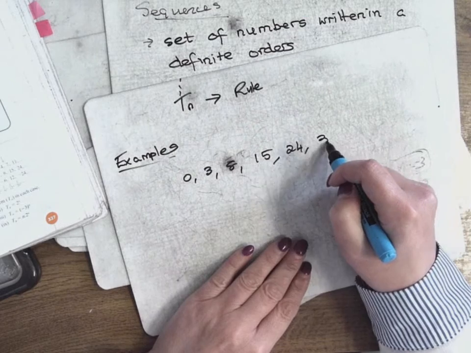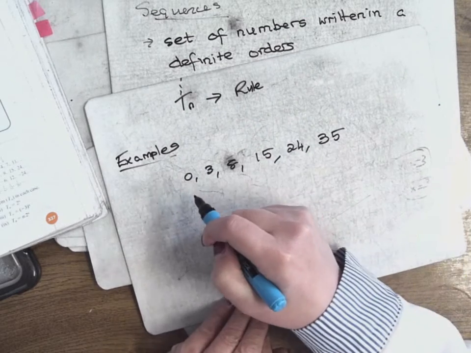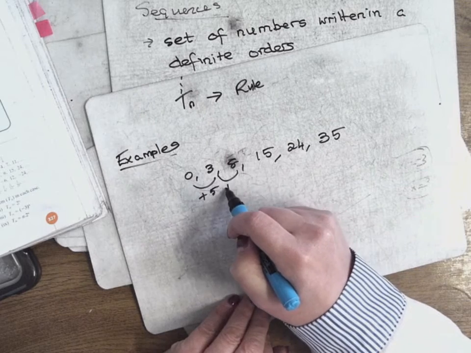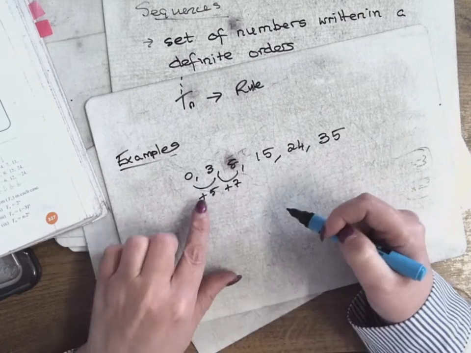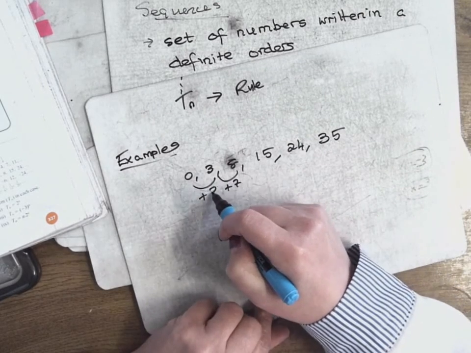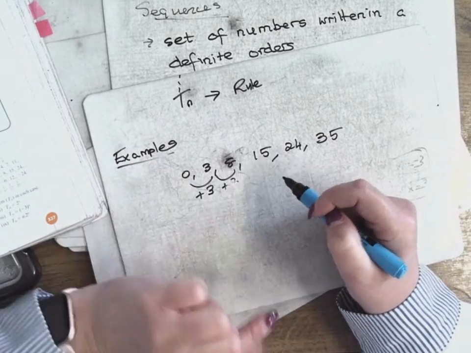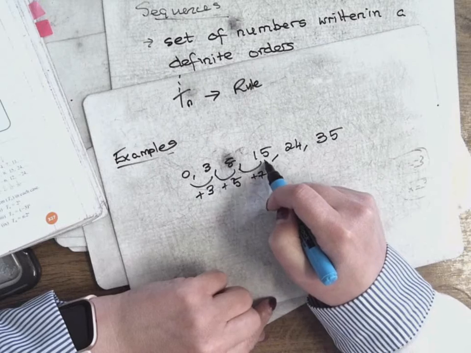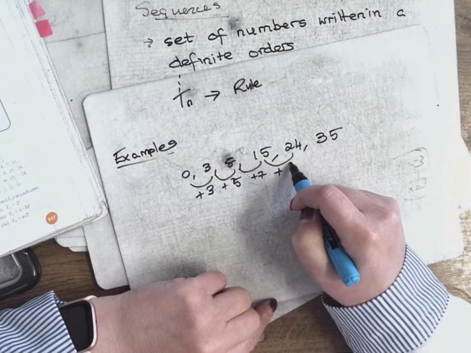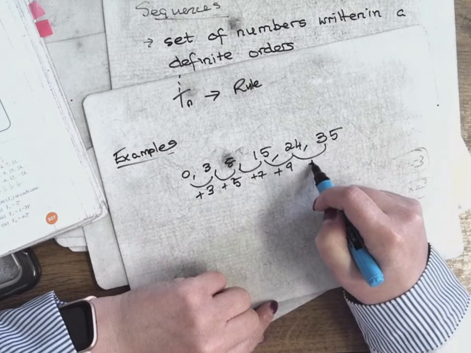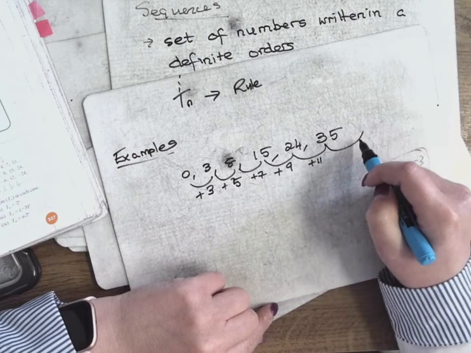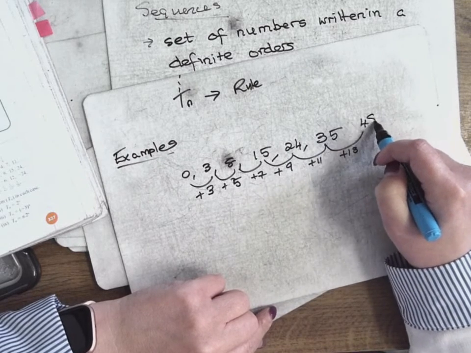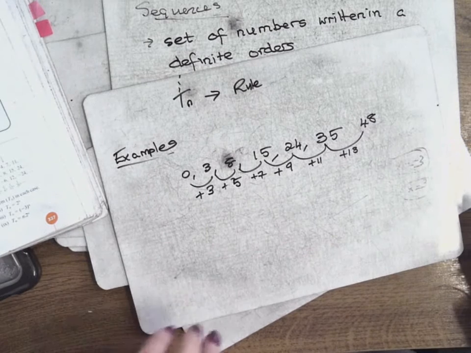11, so I'll go up to 35, and then I'll write in plus 3, plus 5, plus 7, plus 9, plus 11, and one more term, plus 13. So that would be 48. Can you spot the pattern and repeat it?